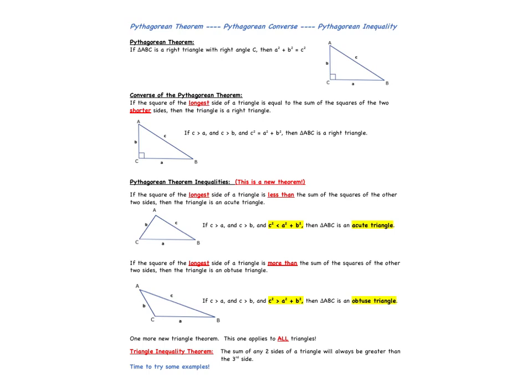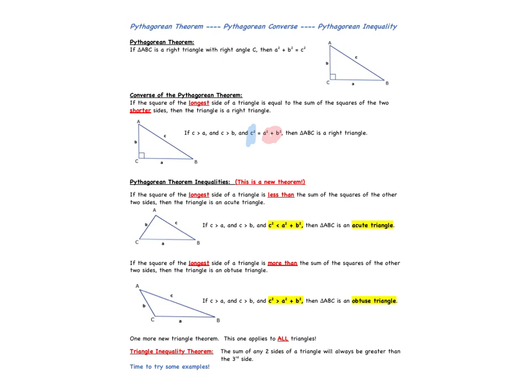Okay, so the converse of the Pythagorean theorem says, if the square of the longest side of a triangle equals the sum of the squares of the two shorter sides, the triangle is a right triangle. So here, if you have a length that's greater than A, and then C is greater than B, and if you square them, you take the longest side squared, so it's important to find the longest side, square that, and then compare it to A squared plus B squared. If they equal each other, then it's a right triangle.